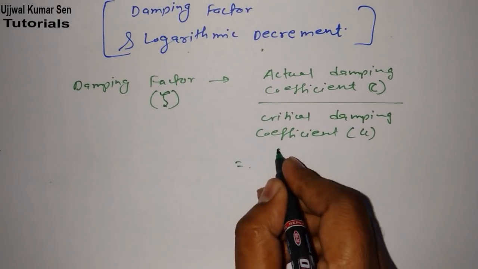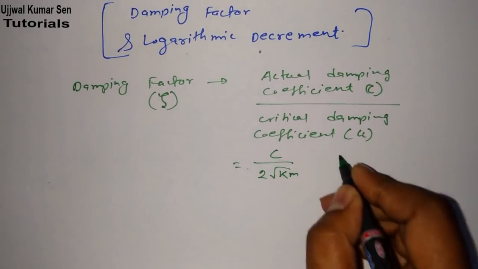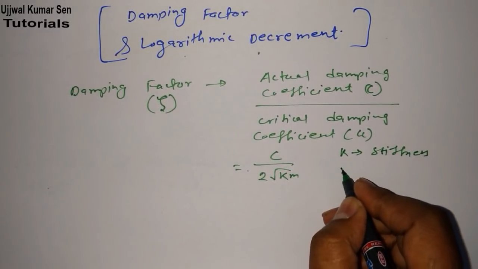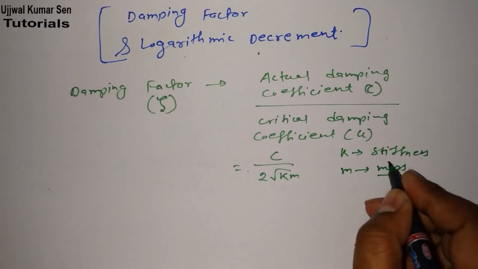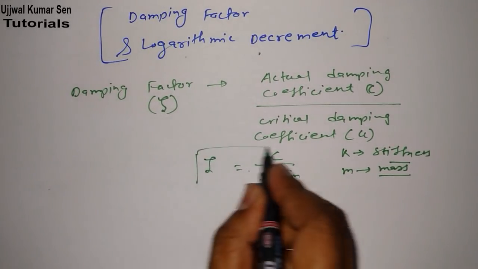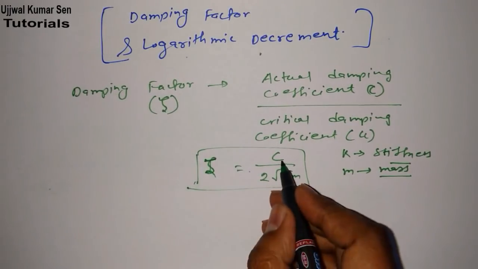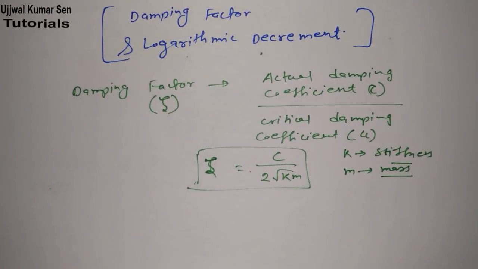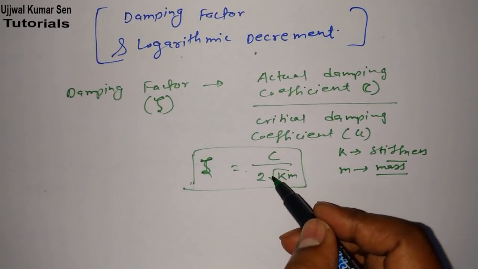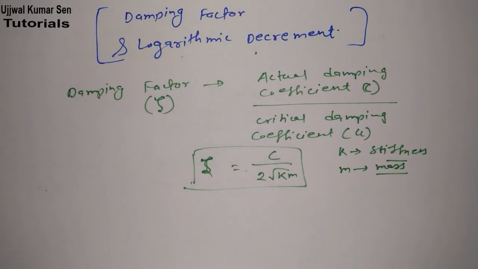Again we know that Cc is 2 root under Km, where K is known as stiffness and M is known as mass. These things are most important in case of damping factor. In the GATE examination, they will relate these three things: zeta, C, and 2 root under Km. They will give you some of these values and ask you to find the others. In this way you can find the related quantities. So this is about damping factor.